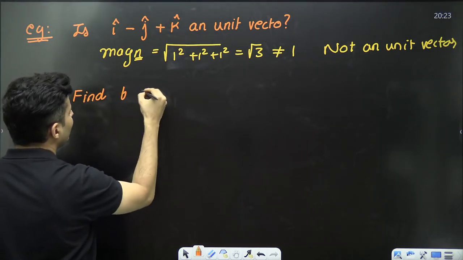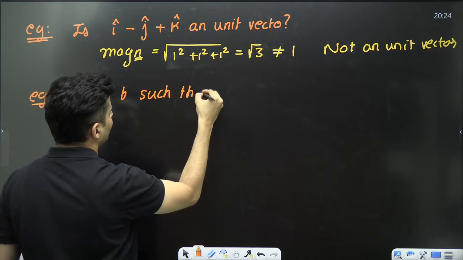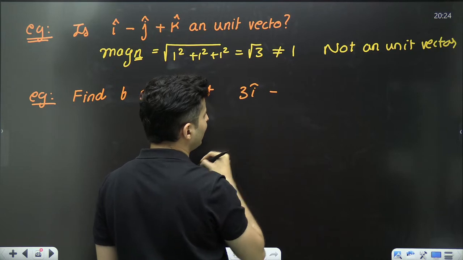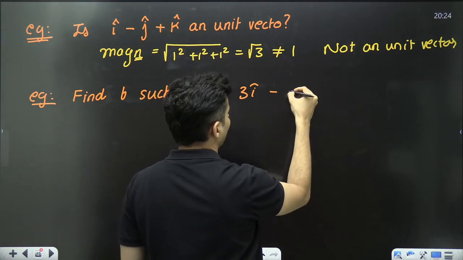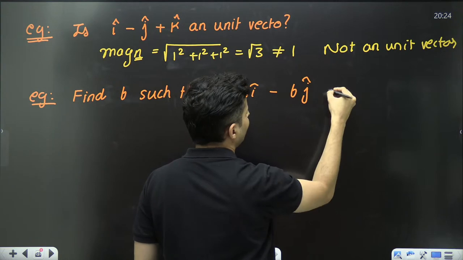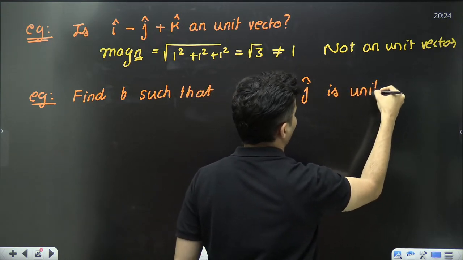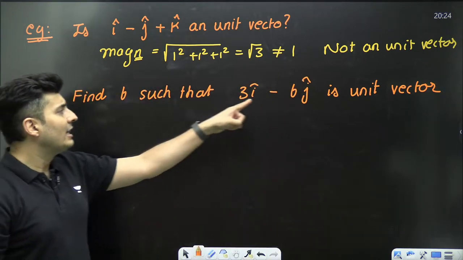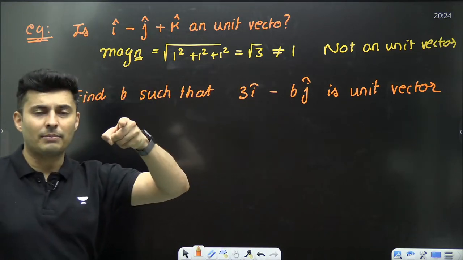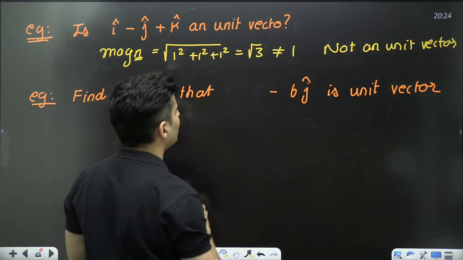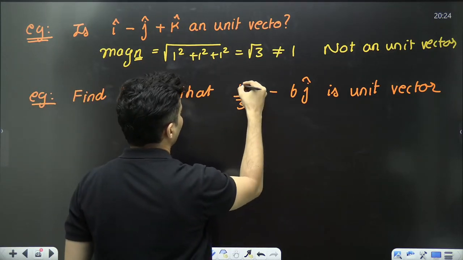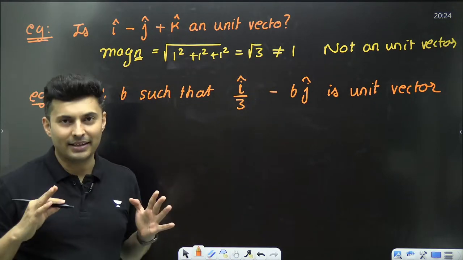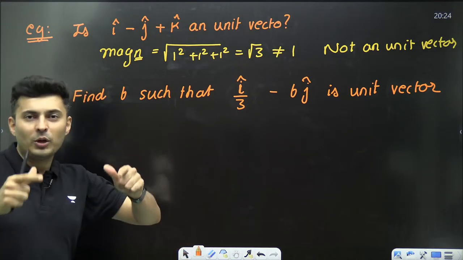Let's do another question, guys, coming up on your screen. Find b such that 3i cap minus b j cap is a unit vector. That is the question, guys. Find the value of b such that, actually this is not supposed to be 3i cap, this is 1 by 3i cap minus bj cap is a unit vector. Let's try to figure this out, guys. How do we do this?